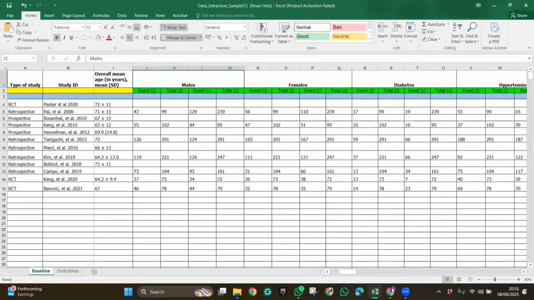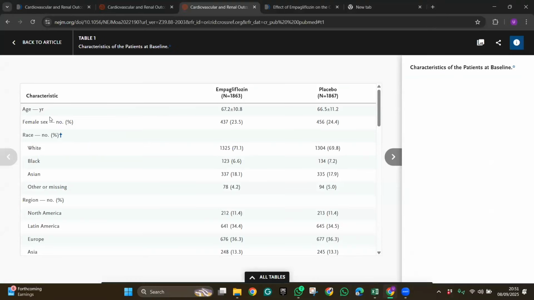However, that is not always the case. For example, in this study, our gender population is reported in the form of female, right? Female sex is given. They have given how many patients were females. So they have given 437 patients out of 1863 were females. Let's say you're including this study in your meta-analysis, right?